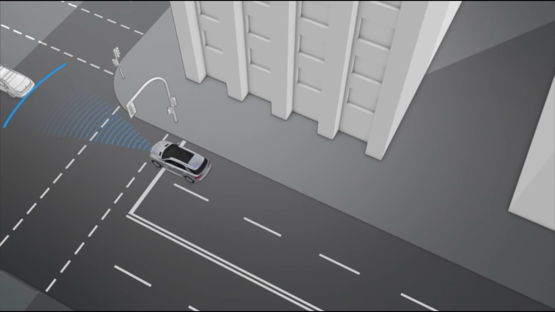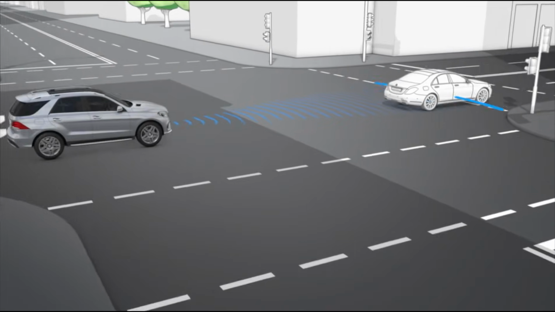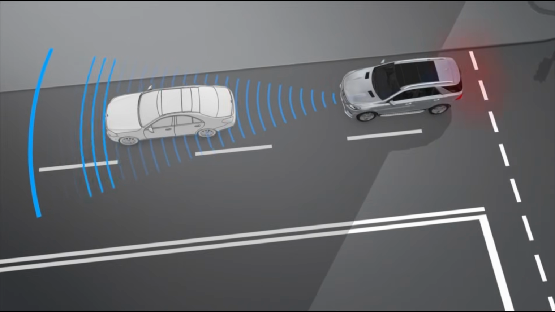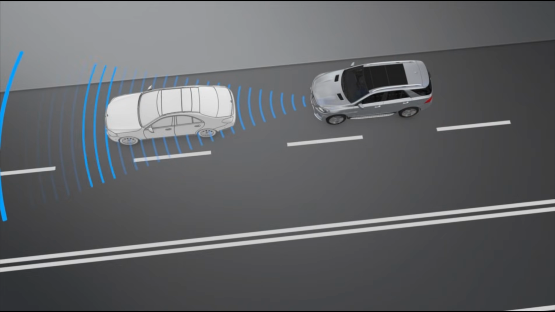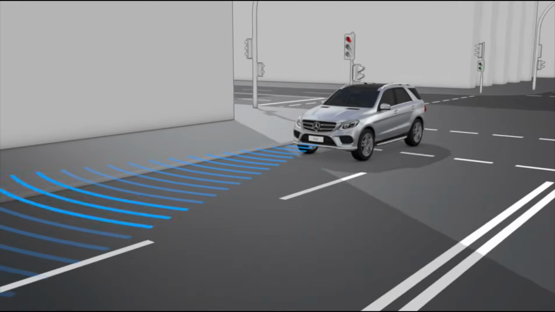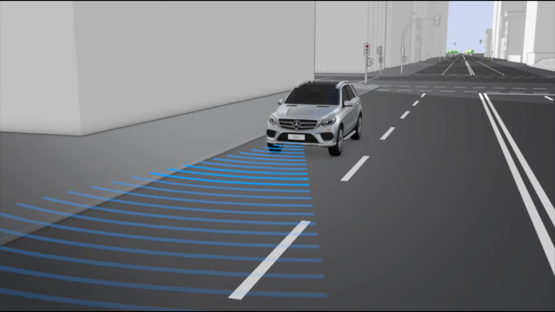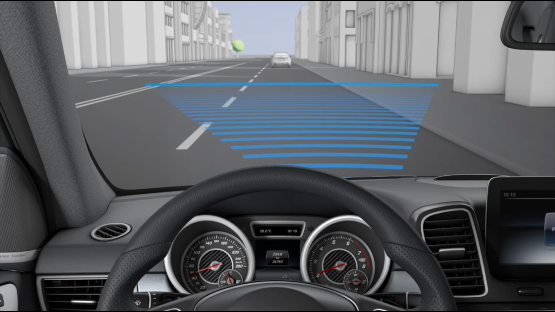Pre-safe brake can automatically slow the vehicle down if the driver and front passenger are wearing their seatbelts and the vehicle's speed is between 7 and 200 km per hour. Pre-safe brake can also react to stationary obstacles such as parked vehicles up to a speed of 70 km per hour.